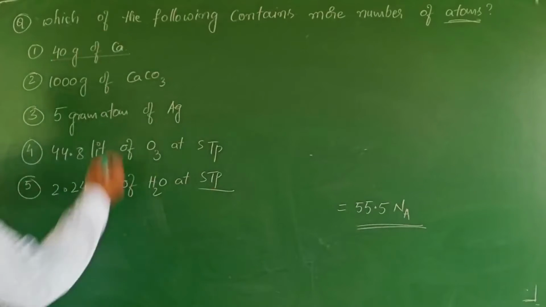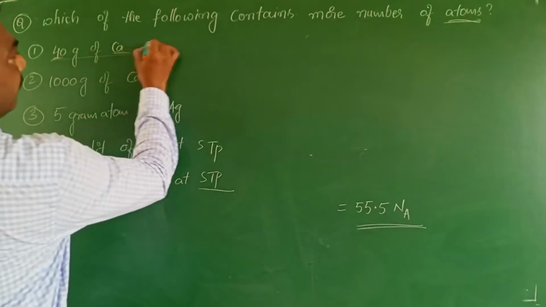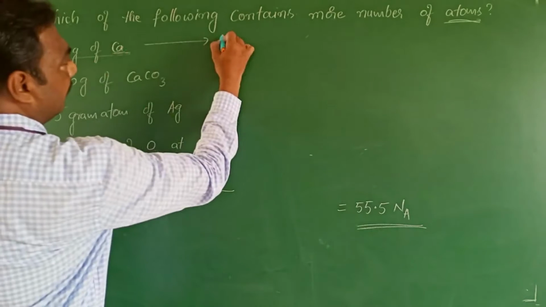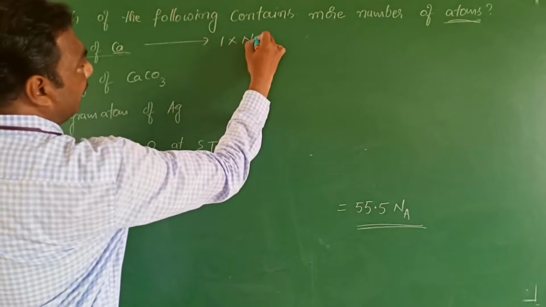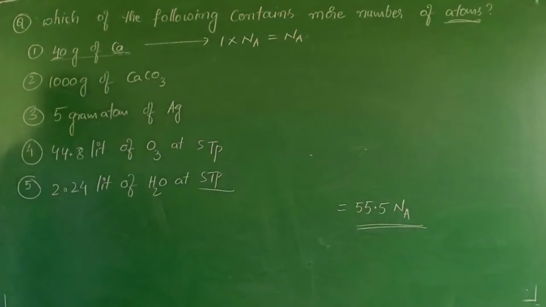Right. Now, come here, 40 grams of calcium. In the sense, what is the atomic weight of calcium? It is 40. Therefore, how many atoms are present? Calcium, it is only 1. Therefore, 1 into Avogadro number of atoms, that is, Avogadro number of atoms are present.